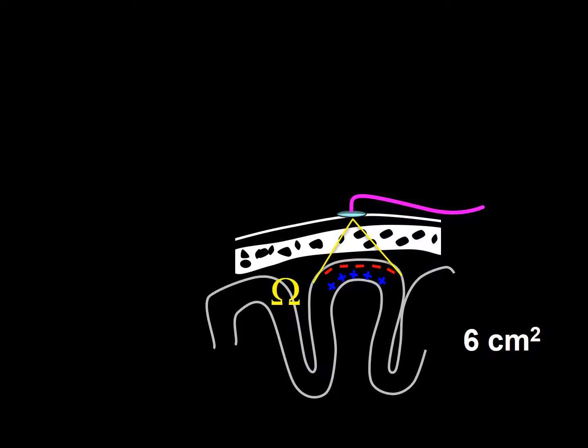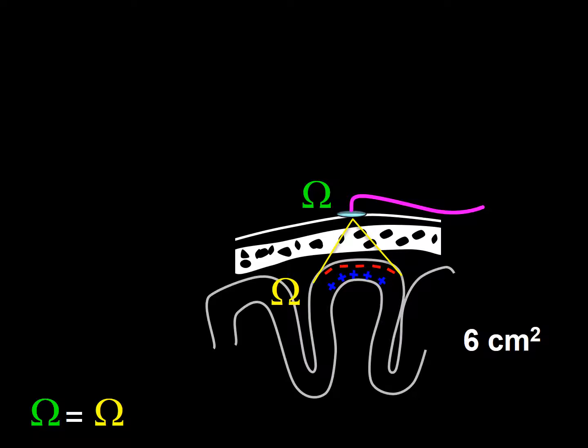In this frame, I have added an electrode right on top of the crown of the gyrus and the solid angle perceived from that electrode. In this case, there is only one angle, represented by the yellow omega, and this angle is equal to the effective solid angle, represented as the green omega sign.